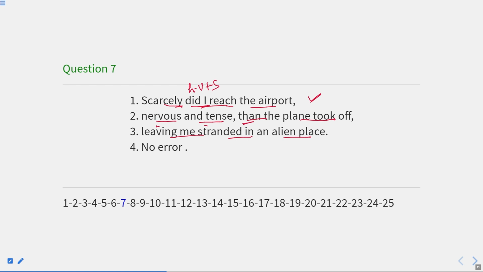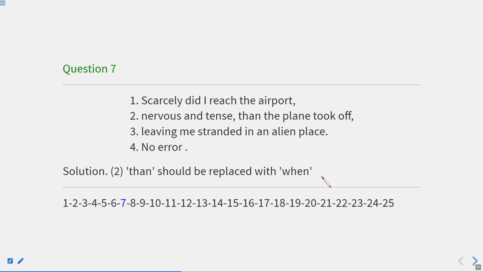Nervous and tense, then, but as I told you before as well, whenever we use scarcely, we have a pair with it, which is when, not then. Okay, with hardly, scarcely, and barely, we can only have when as the pair, not then. Therefore, this then should be replaced with when. Okay, when the plane took off, leaving me stranded in an alien place. So the answer will be that then should be replaced with when.